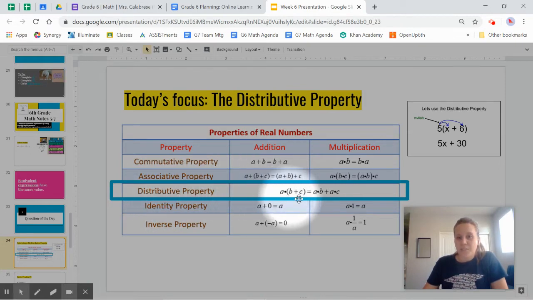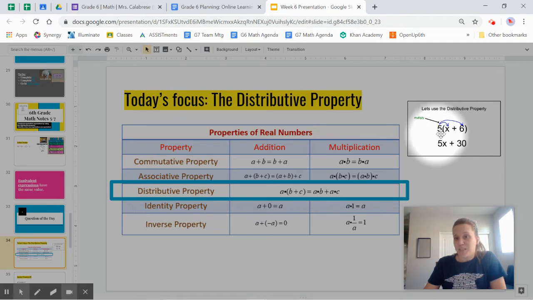When you have an expression that looks like this, a times the quantity of b plus c, that's equivalent to a times b plus a times c. Here's an example that looks more like what you're used to.